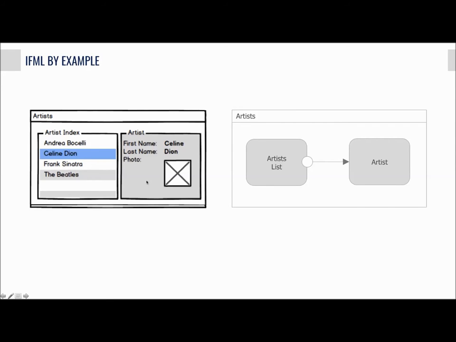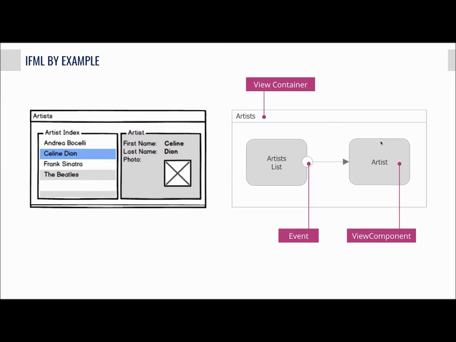What is missing in the wireframe visualization is the dynamicity of the interaction, which is instead very well visible here. We are saying that in the artist list, we are enabling one specific user interaction event, that is clicking on one element, and this arrow specifies that when this event happens, the user is driven through this path, and will be able to see the details of the artist he selected.